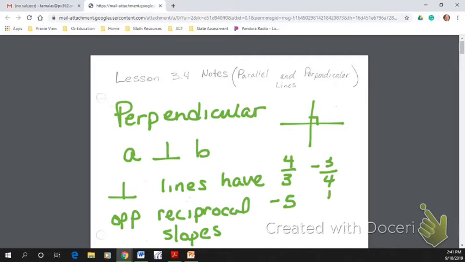So positive 1/5. Okay? What if I have a line and its slope is 0? What would be the slope of a perpendicular? Undefined, because if it's 0, that means it's a horizontal line. So if it's perpendicular to that, it would have to be vertical, and vertical lines have undefined slopes. So 0 and undefined always go with each other as far as perpendicular lines. Okay? Everybody okay with that? All right, next page, first example.